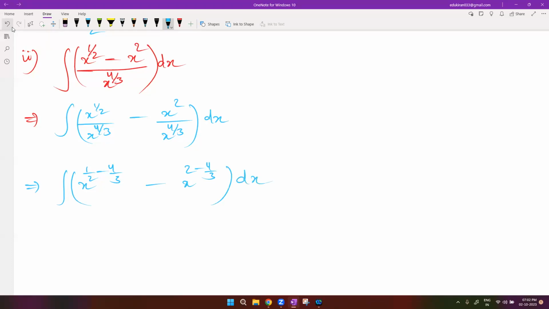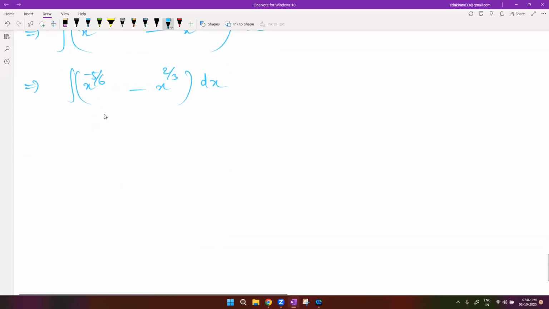So this value would be x to the power minus 5 by 6, and this value must be 2 by 3. Now we can simplify this.